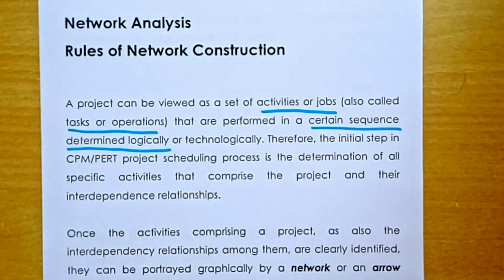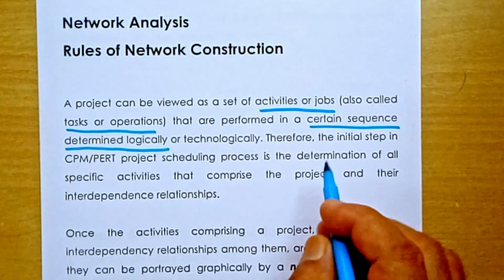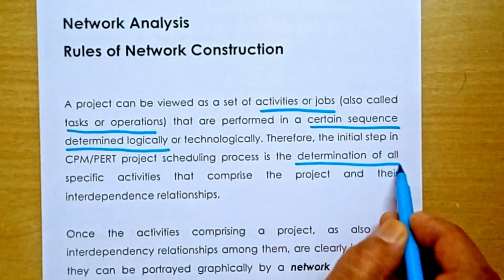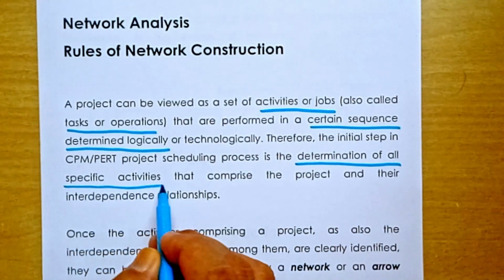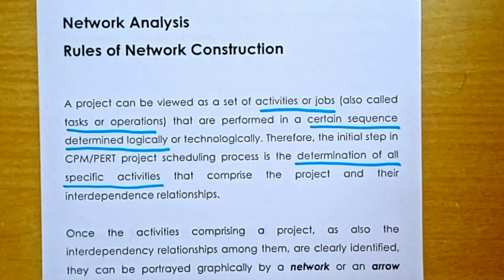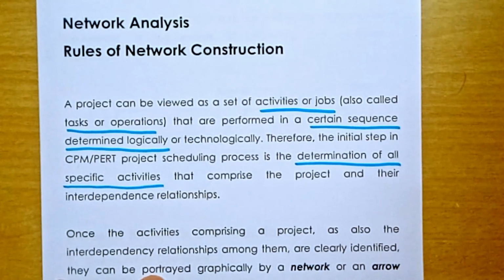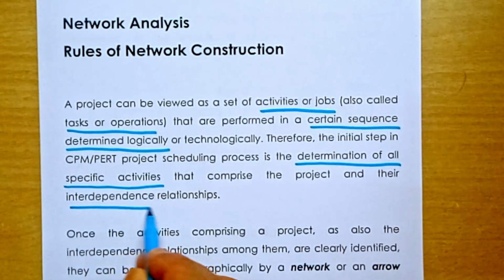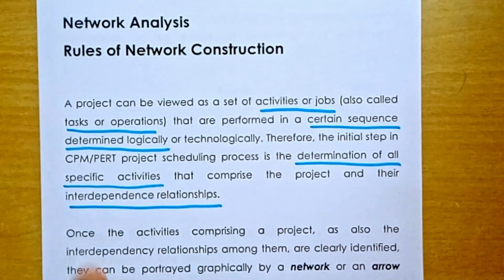Therefore, the initial step in CPM or PERT project scheduling process is the determination of all specific activities. This is the first thing, I have already told you. The first thing is determination of all specific activities that comprise the project and their interdependence relationship. Now, what is the interdependence relationship?